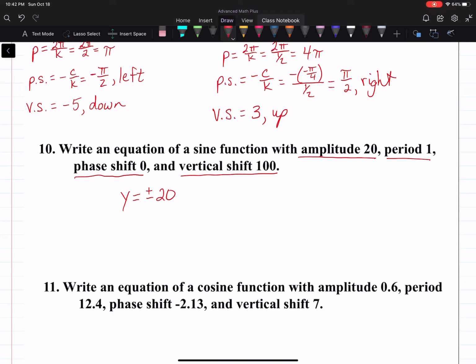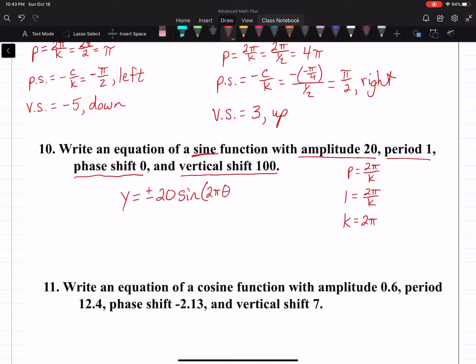All right, we're doing the sine function here, so sine of k theta. So to get k, we have to come over here and do a little work. Our period, remember, is 2 pi divided by k, and so our period for this case is 1 equals 2 pi over k. We switch those, k equals 2 pi. So 2 pi times theta.